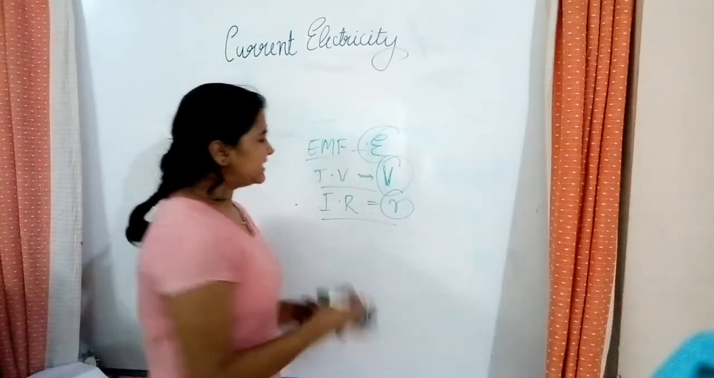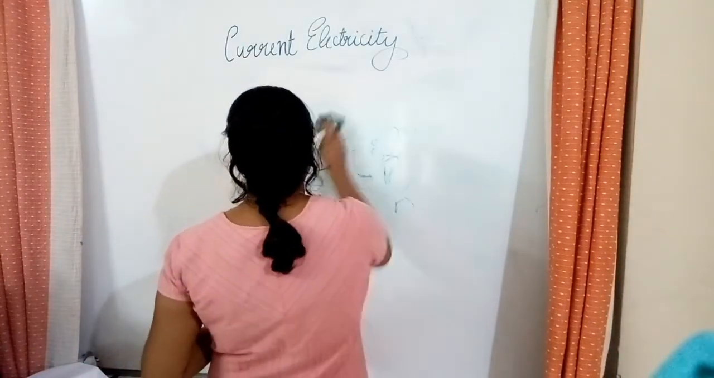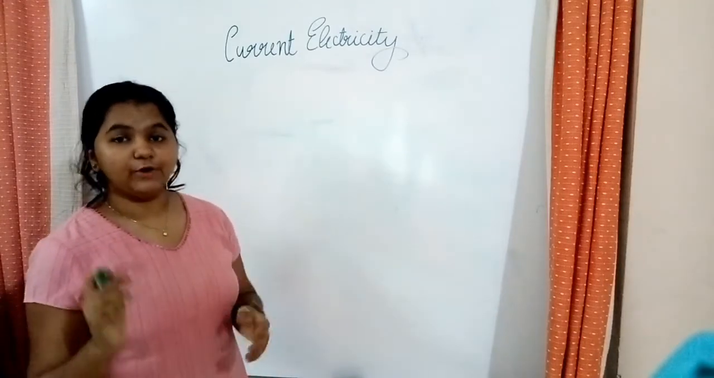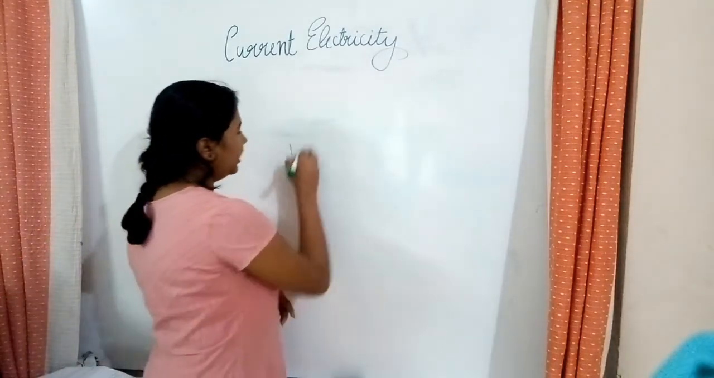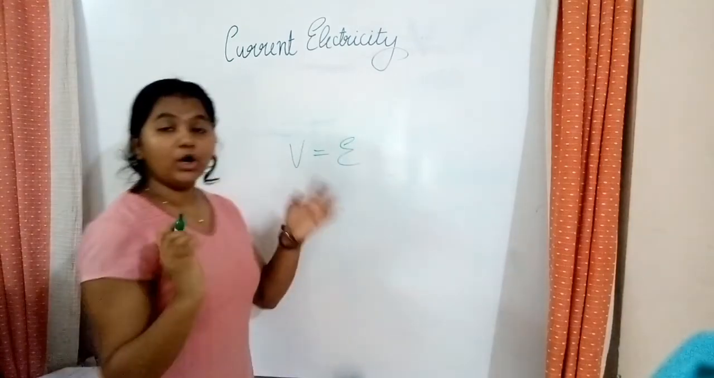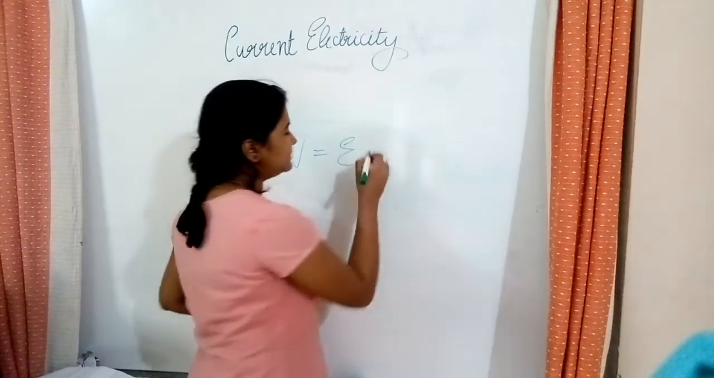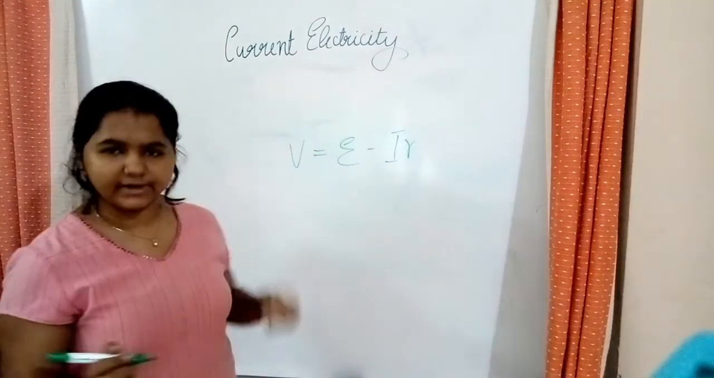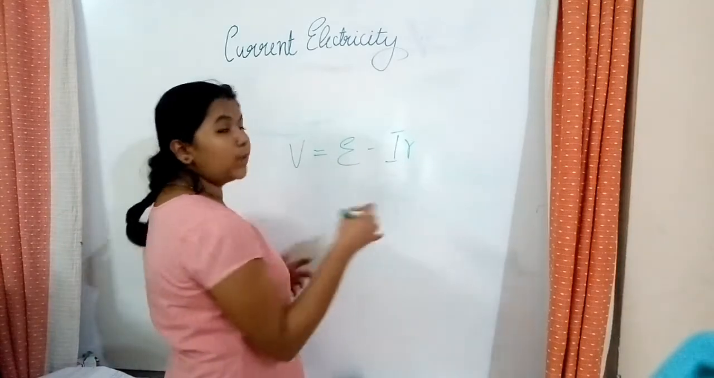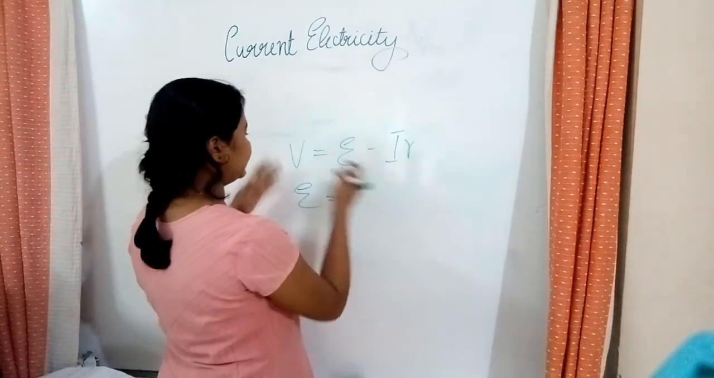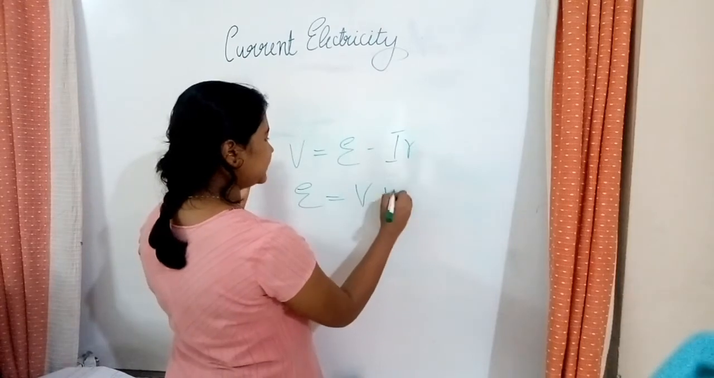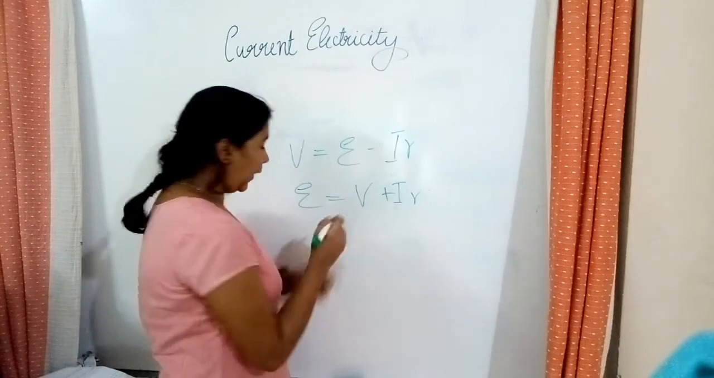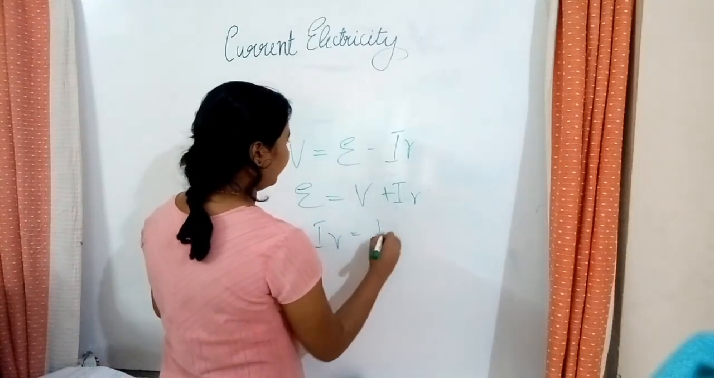Okay? So now let's see the graphs. Before discussing the graph, we have to learn the equation for terminal potential difference. That is V. V is equal to the EMF minus I r, where I r is the internal resistance into the current. So from that, what is E? E is equal to V plus I r. Am I right? E is equal to V plus I r.